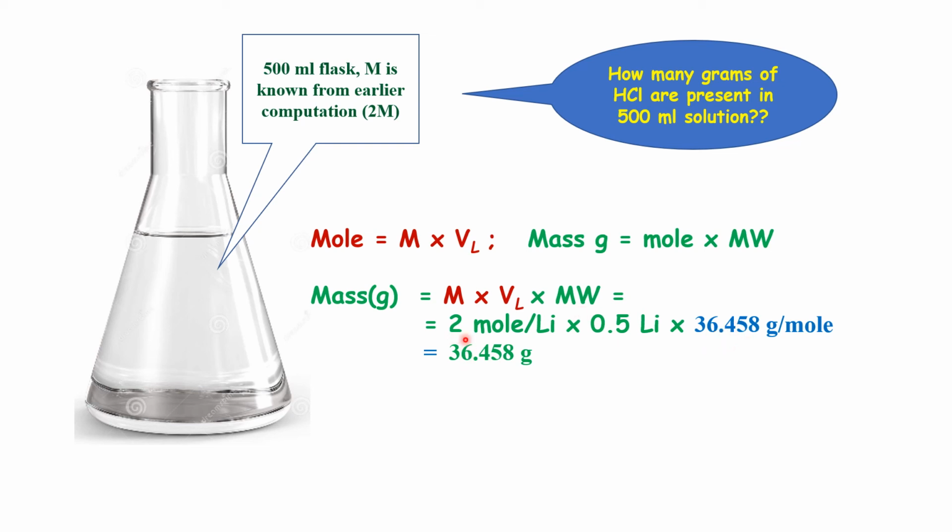Now you will see 2 mole per liter times 0.5. This will become 1. 2 times 0.5, 1, times this 36.458, will give you 36.458.